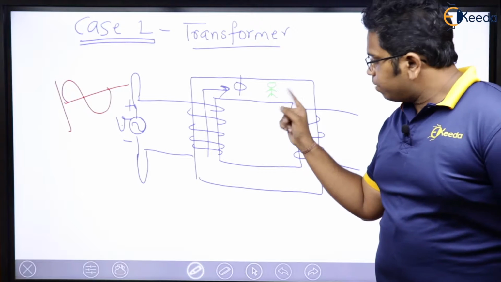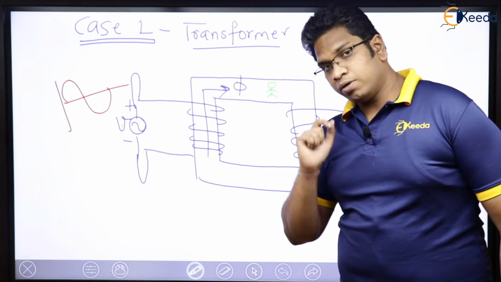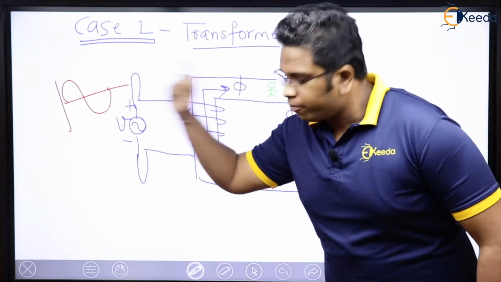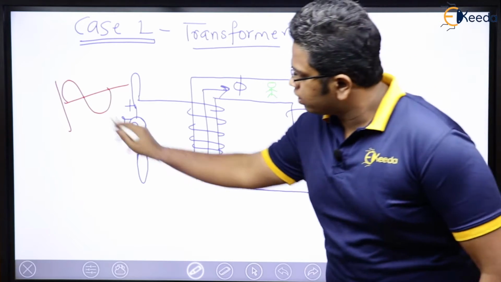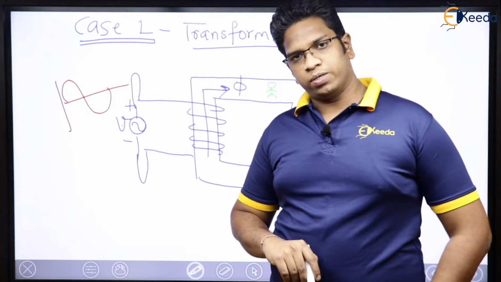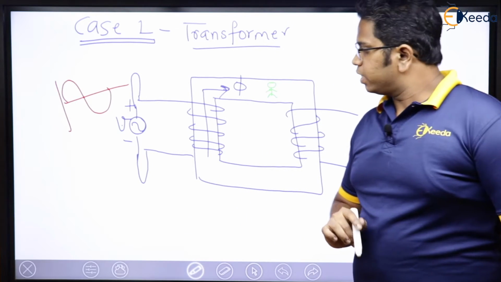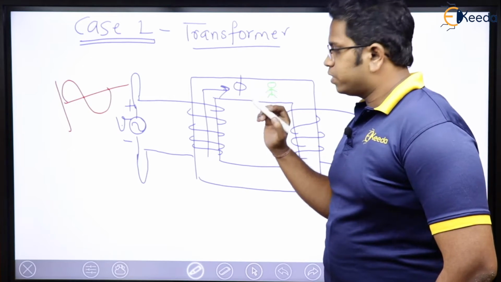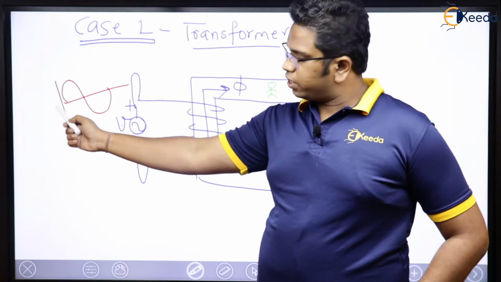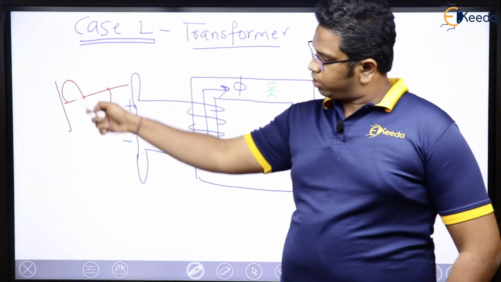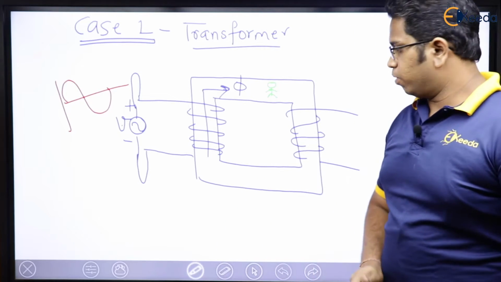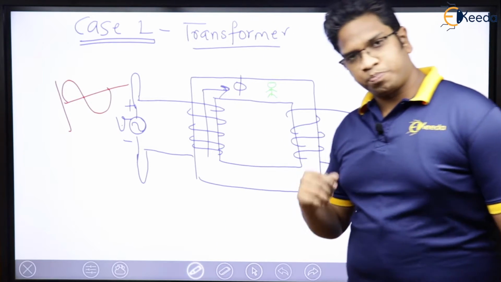The moment I am sitting here, what is going to happen? Let us see. The moment I know that this flux is time varying, why? Because this voltage is time varying, voltage is sinusoidal, that is the reason flux is also going to be sinusoidal. At some instant it is going to be 0, at some instant positive maximum, then 0, negative maximum, 0. This is my flux, right?